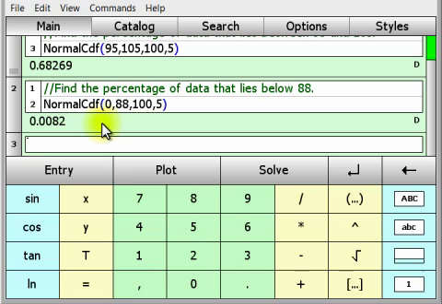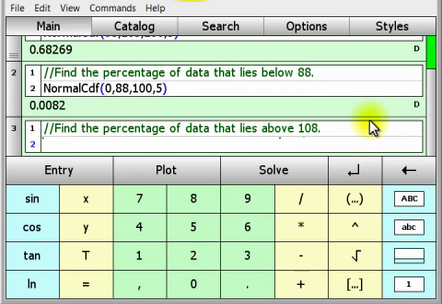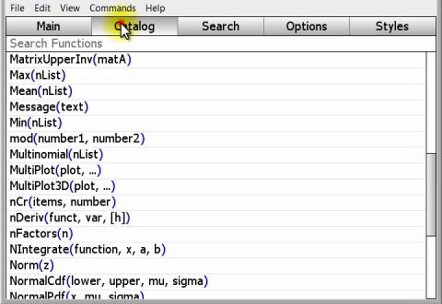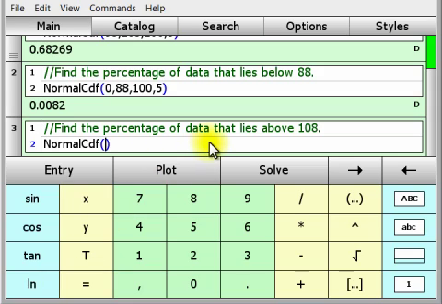All right, for our final calculation, we want to calculate the percentage of data that lies above 108. So this is kind of the opposite of the problem that we just did. We're still going to use the same command, NormalCDF. Go ahead and select it. And then we know our lower bound is 108, but we're going to be going above that number a certain percentage of the way out.